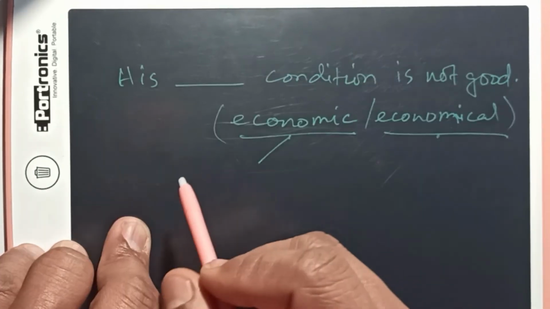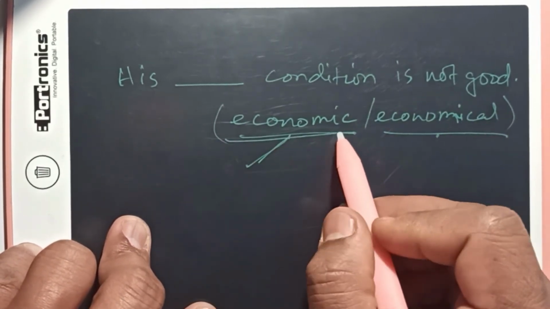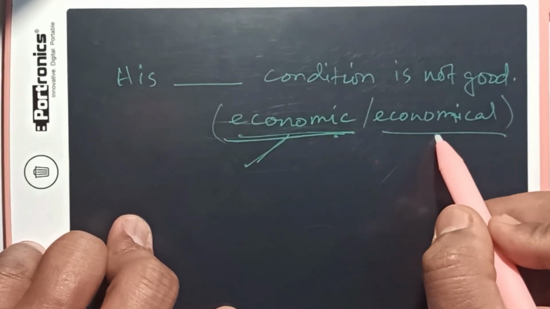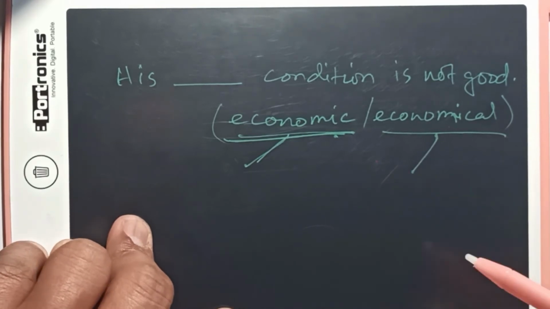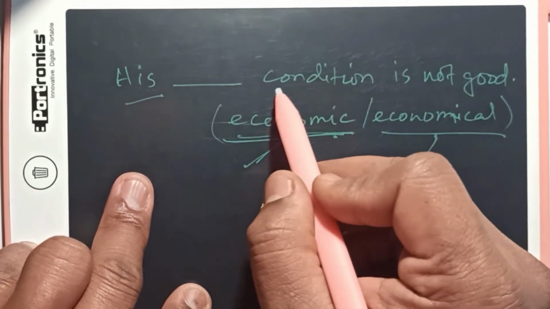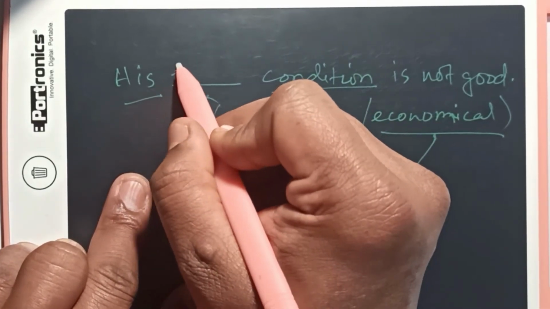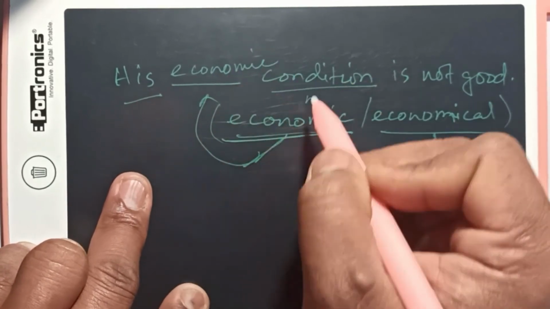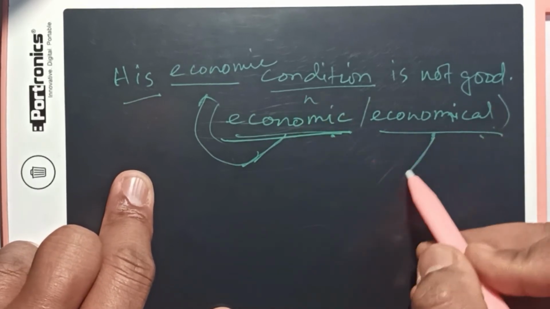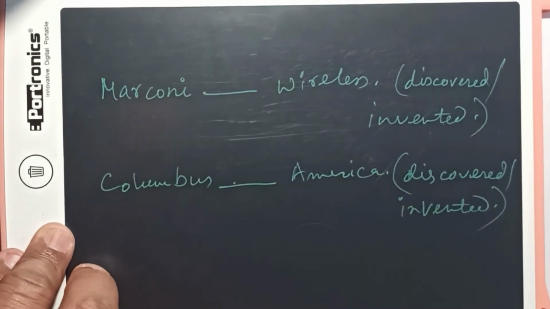In this sentence, his dash condition is not good. Economic means it is an adjective. Okay, it is an adjective, and economical means something related to economy. So in this sentence you see his condition is not good. So condition is a noun, so we have to use an adjective before a noun. So that is, his economic condition is not good. Economical is also an adjective, but economical means something related to economy. That's it.